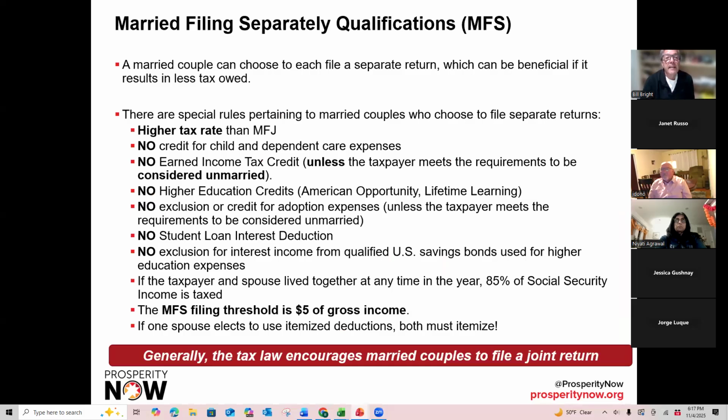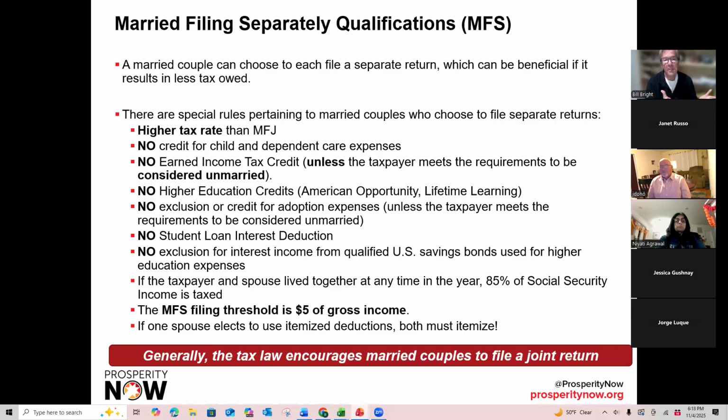So, married filing separately qualifications. Again, a married couple can choose to file separate, which can be beneficial if it results in less tax owed. Most of the people that we see, again, if there's no mortgage and no itemized deductions potentially involved, in other words, they're renters, and they have roughly the same income, it's kind of no harm, no foul. But again, it could change as one's income goes up dramatically.